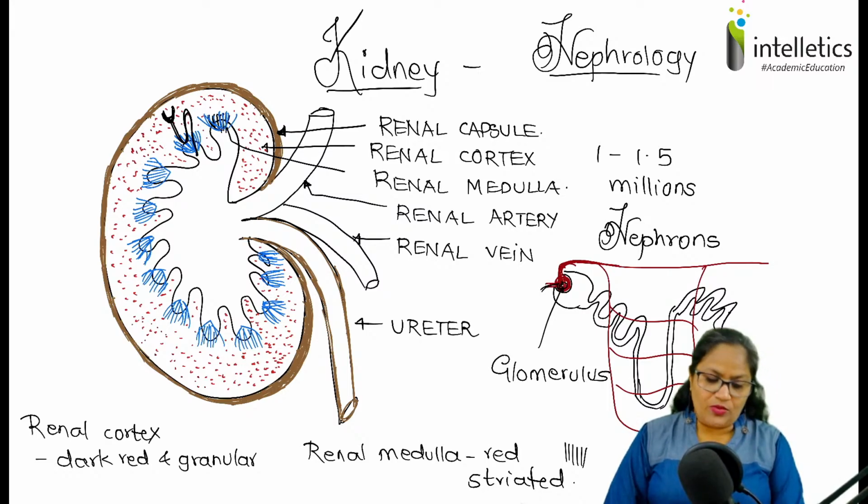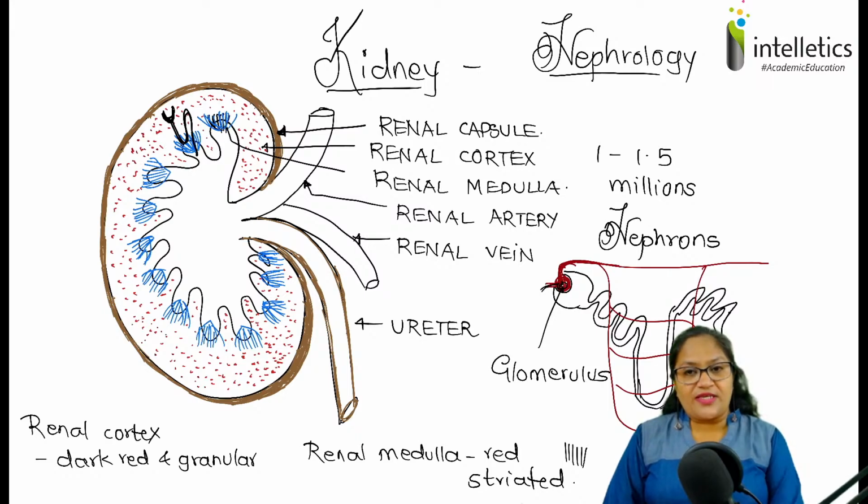Now this is how a single nephron is placed. Of course, the kidney is made up of, as I said, 1 to 1.5 million nephrons. So there are so many nephrons inside the kidney, and the arrangement, the placement, the location of each nephron is like this.